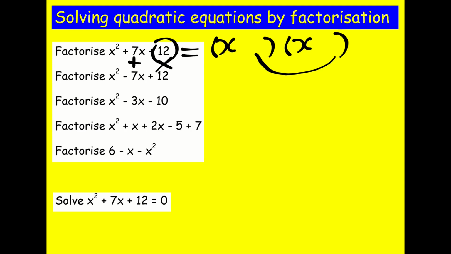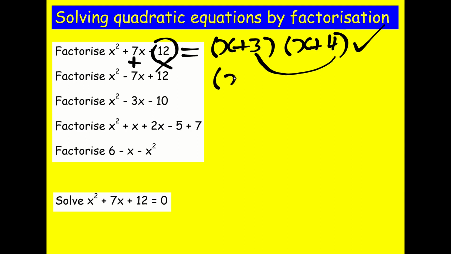It's just a case of trying some factors. So maybe 1 and 12, no, doesn't work. 2 and 6, no. 3 and 4, yes. Okay, so that's just a reminder about the process of factorizing quadratics. So that's our answer. Next one, same sort of thing.